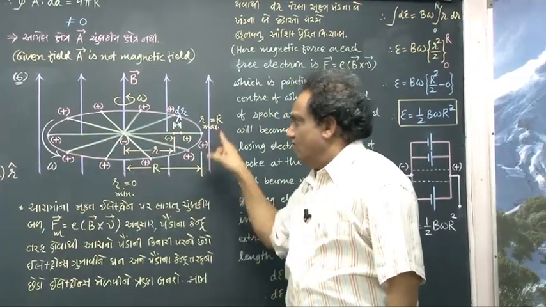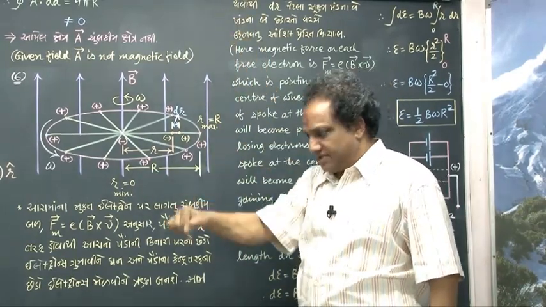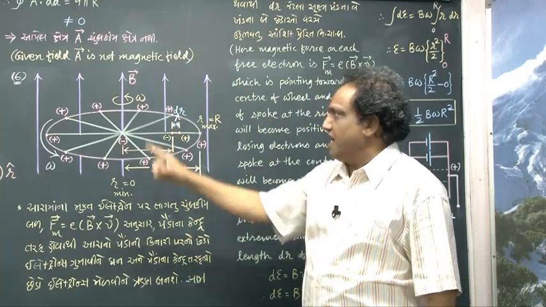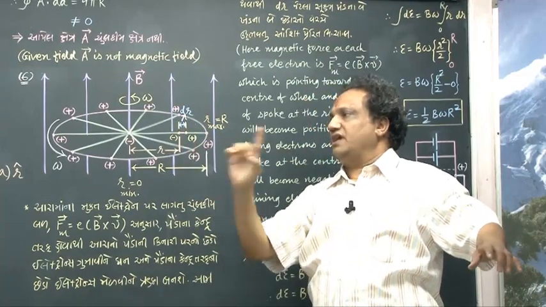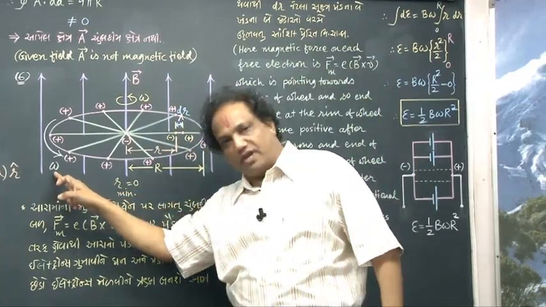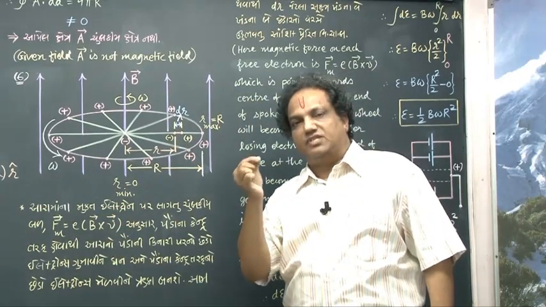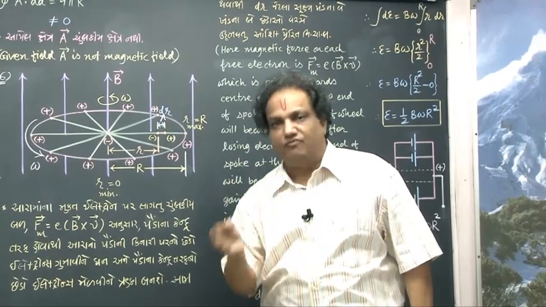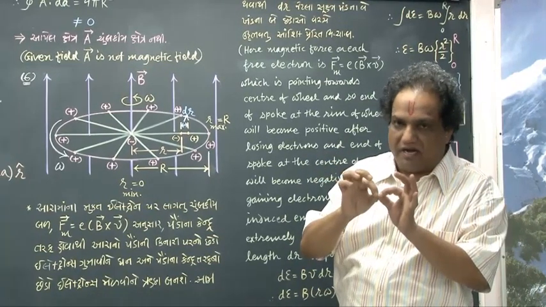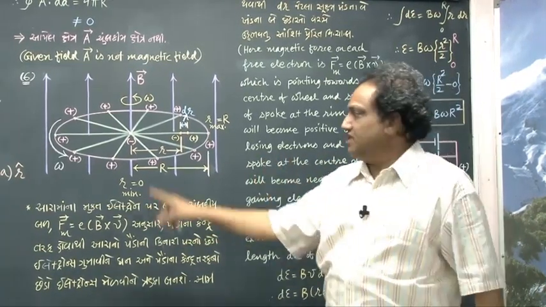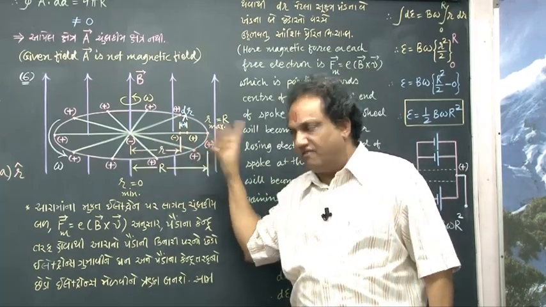This wheel, what does it do? It rotates about its geometrical axis, which is perpendicular to its plane and passes through its center. About this axis, it keeps rotating with constant angular speed omega. In this wheel, we have certain metallic straight wires or rods which are known as spokes, S-P-O-K-E. A spoke means that linear rod or wire which is connected between the center point and a point on the rim of the wheel.